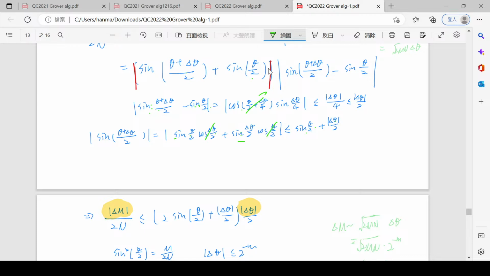The absolute value of sine theta over 2 is positive, so that's just sine theta over 2. And so we just break this term, right? This term is here, and the sine theta over 2 plus delta theta over 2. And then you plus another sine theta over 2, so you have 2 sine theta over 2, and then you have this delta theta over 2. Then the other term, as we say, is this delta theta over 2. Okay.